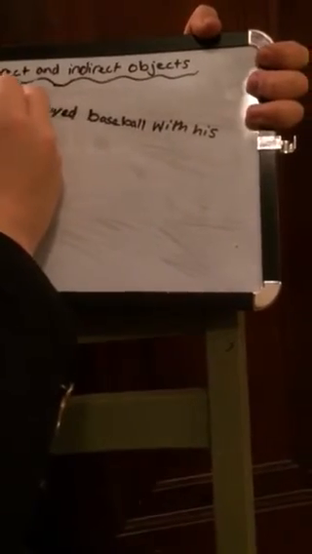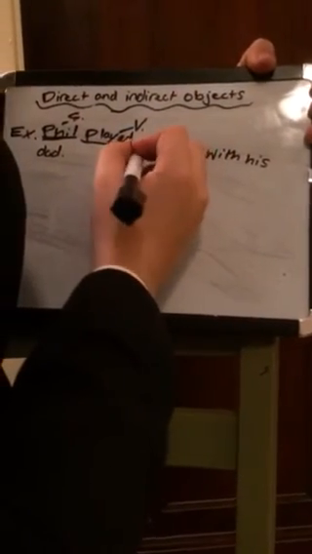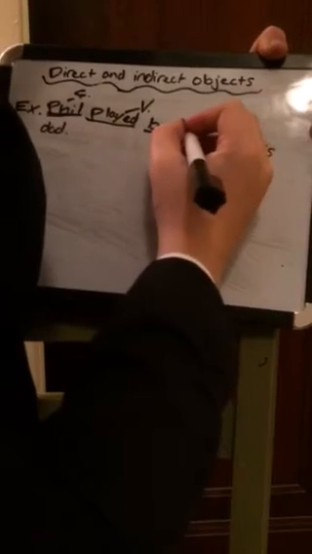Okay. You're going to find your direct object. And so you're going to take your Phil, which is your subject. Label that S. Take your verb, which is played. And then played what or who? Played baseball. So that is your direct object. With his dad, dad would be the indirect object.